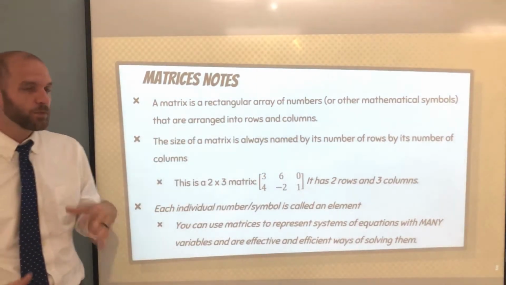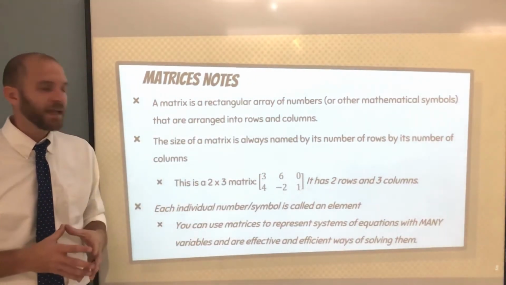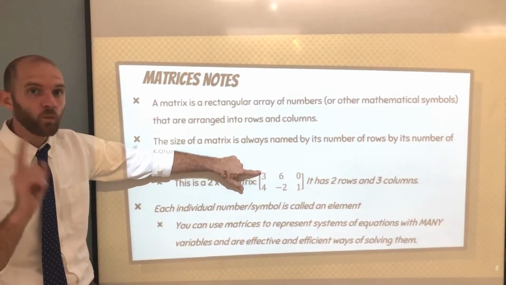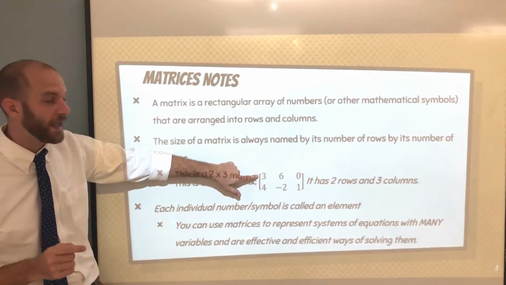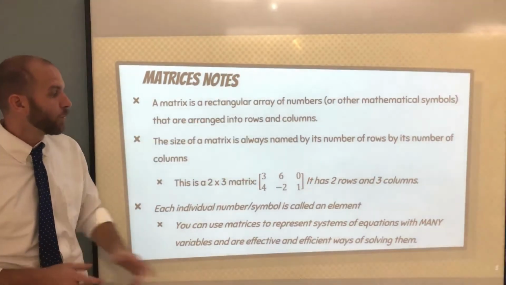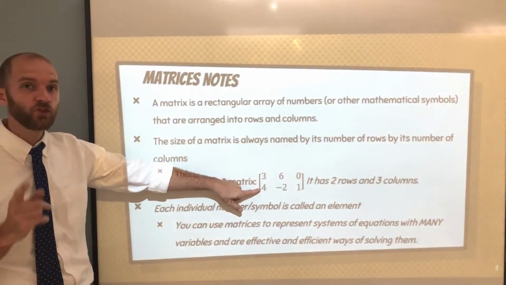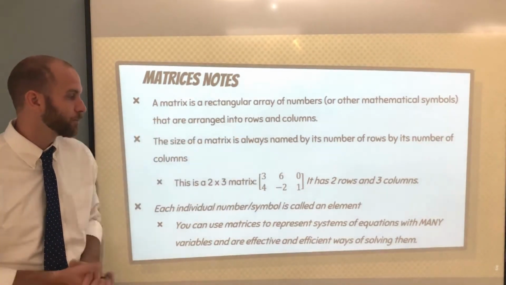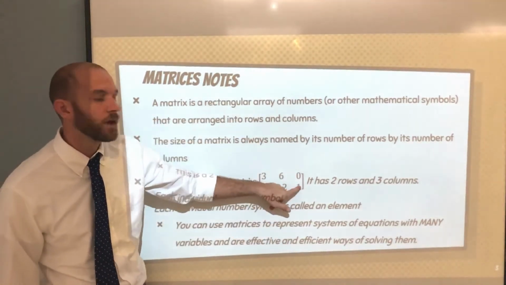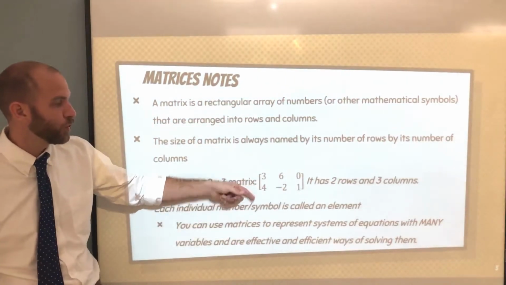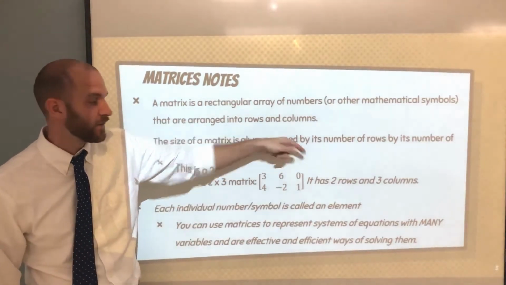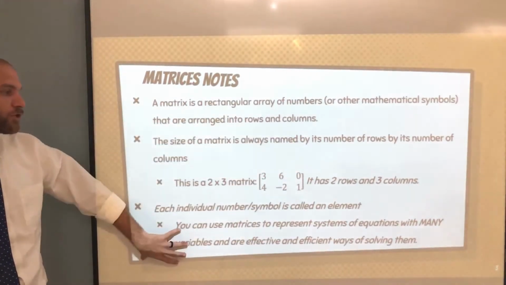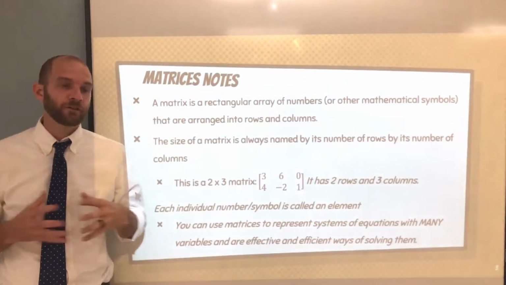Each individual number or symbol or expression is called an element. We would name this 3 element 1, 1 because it's in the first row and the first column. We would call this 4 element 2, 1 because it's in the second row down, but still in the first column. And we would call this 1 out here element 2, 3 because it's in the second row and the third column.